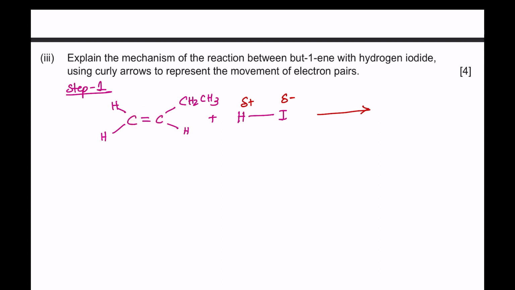So when this HI is close to this double bond, this double bond will attack this HI, because a double bond is basically dense in electrons. Electrons obviously will get attracted to the positive end. So they will attack this slightly positive hydrogen atom, and iodine will take the electrons with itself. So we will have something like this after step 1.